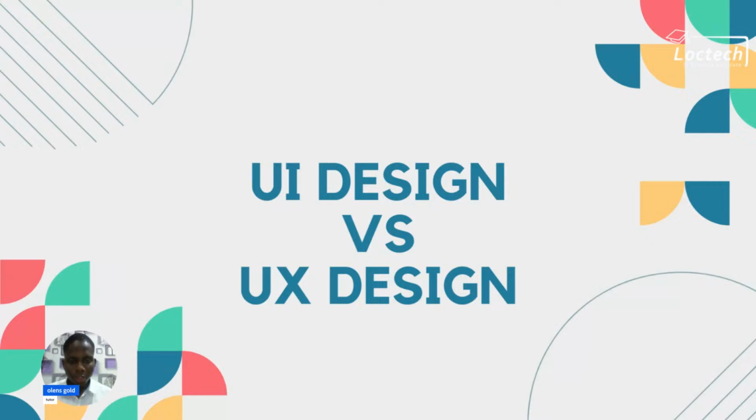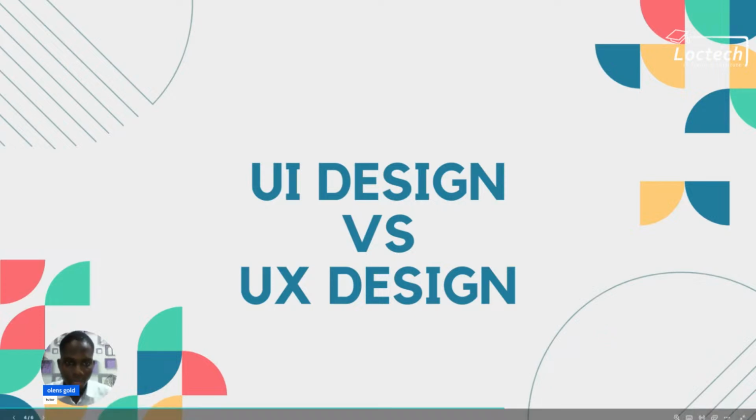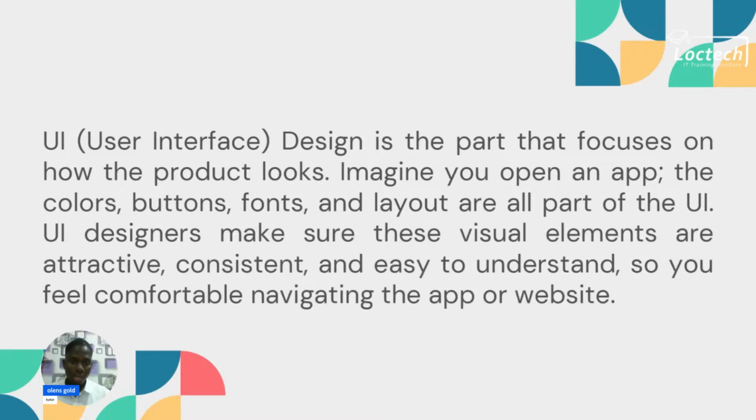Interception. So let us talk about the combination of UI versus UX design. First off, what is UI design? UI design is user interface design, a part that focuses on how the product looks. Imagine when you open an app, the colors, the buttons, the fonts, and layouts are all parts of the UI. UI designers make sure that these visual elements are attractive, consistent, and easy to understand, so you feel comfortable navigating the app or website.